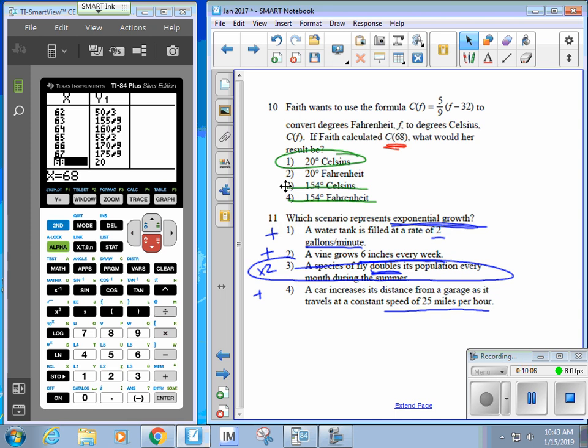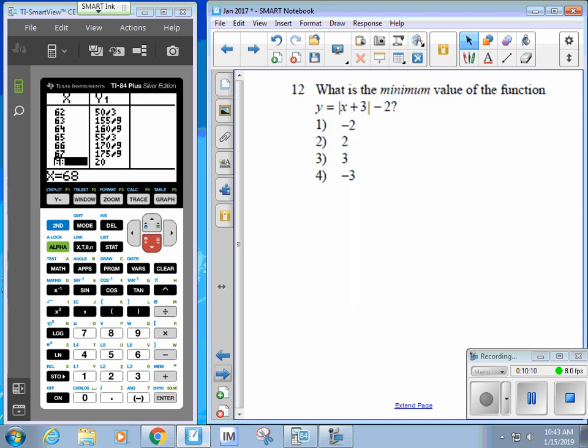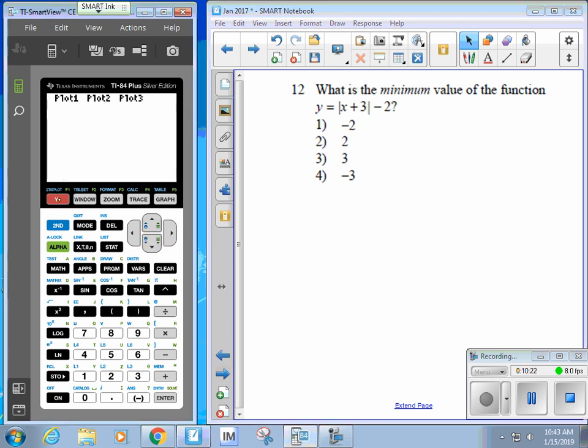So exponential growth often applies to bugs, bacteria, any like rodents, that kind of thing. Also money with interest grows exponentially, so you're looking for multiplying. Number 12 says, what is the minimum value of that function? So I'm going to go to y equals and type in that function.